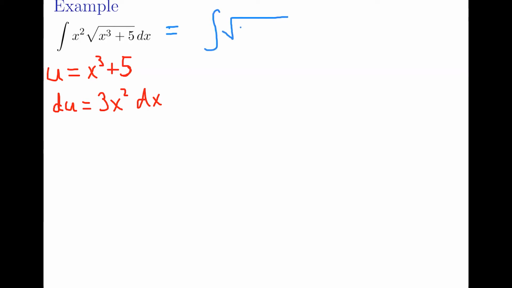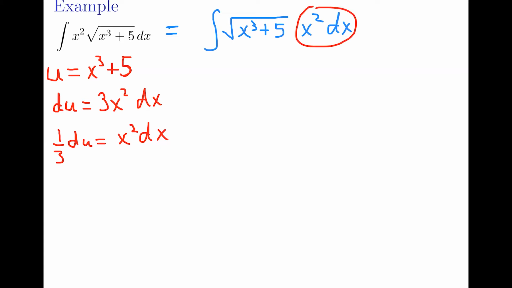Having done that, we're going to rewrite this antiderivative in the form: antiderivative of square root of x cubed plus 5 times x squared dx. And the reason we're doing that is because x squared dx is something that shows up in this formula we have over on the left side. In fact, we can make this even more precise by multiplying both sides by 1/3, and you get that 1/3 times du is equal to x squared times dx.